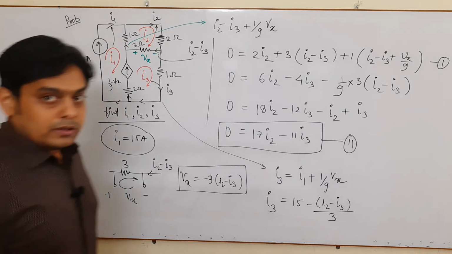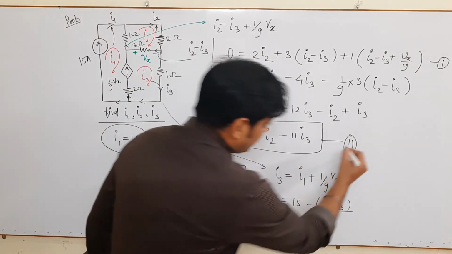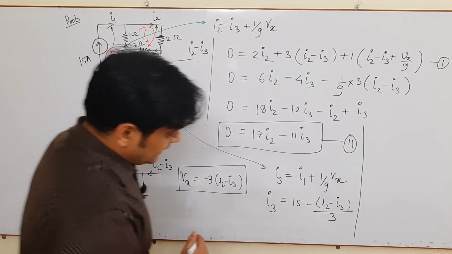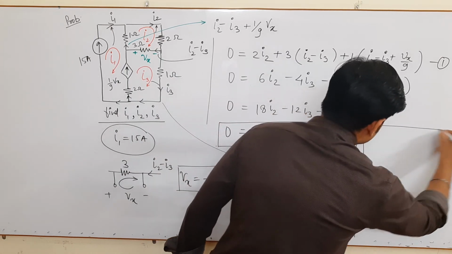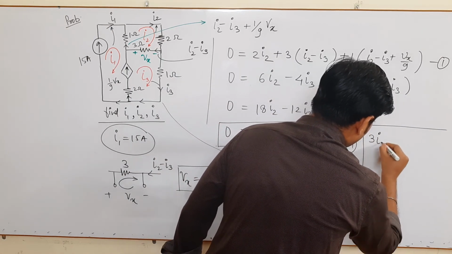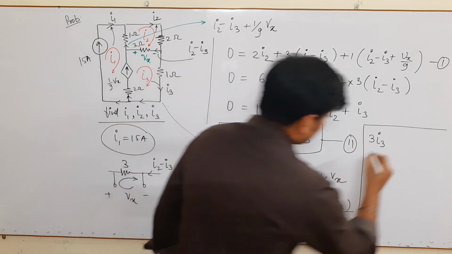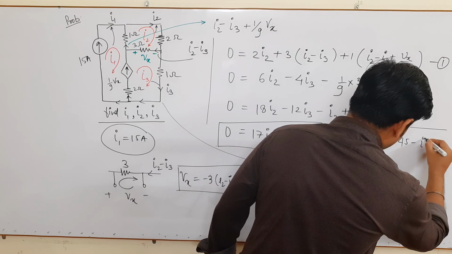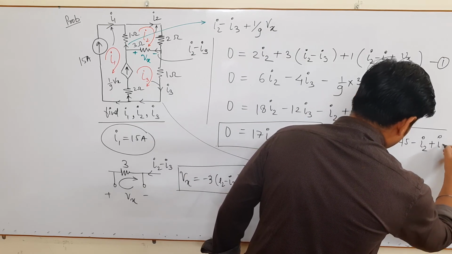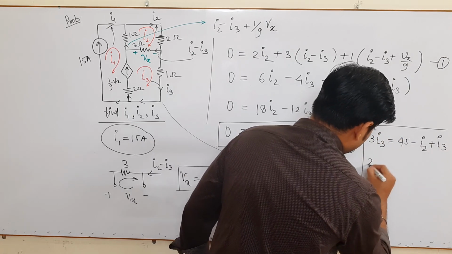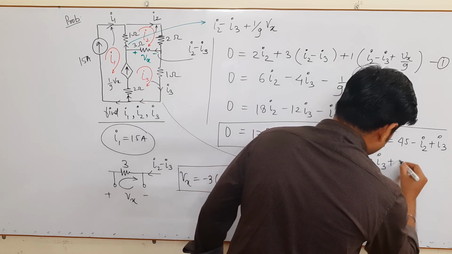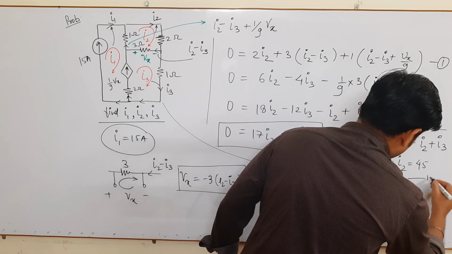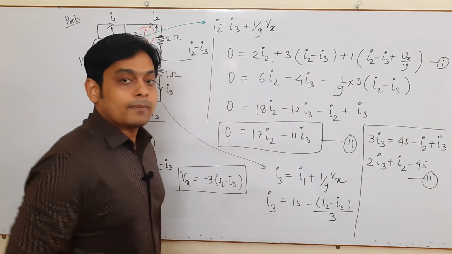Okay, so if you find this value, I will find this value here. I am directly multiplying this factor, so how much does that come to be? It comes to 3 I3, multiplying by 3, that should be equal to 45 minus I2 plus I3. Or finally you can say 2 I3 plus I2 is equal to 45. This is your third equation.